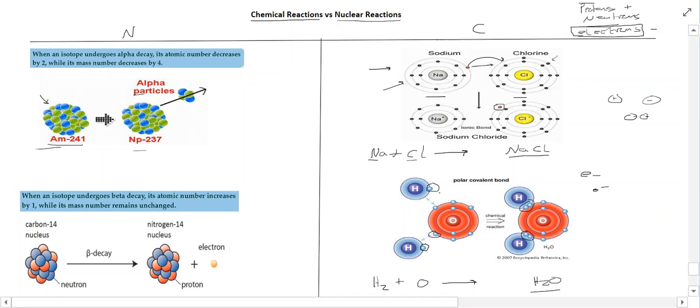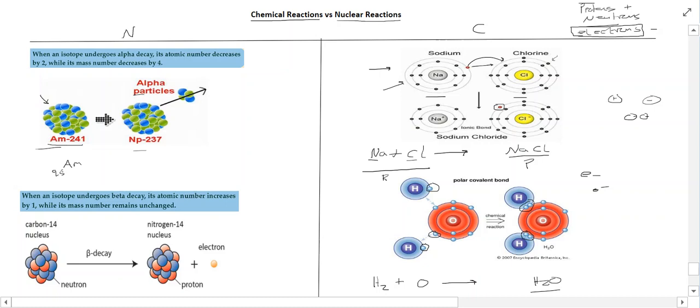So when we look at this reaction here, you have the reactants on the left and the products that are produced on the right. How do we first of all write this nuclear reaction? We can write it like this. First of all, we have Am, which is the chemical symbol for this compound that's radioactive. We put the atomic number, which is 95.